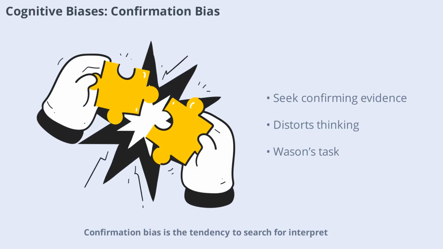Confirmation bias is the tendency to search for, interpret, and recall information in a way that confirms one's pre-existing beliefs. Wason's 2-4-6 task demonstrated that participants often test only hypotheses consistent with their initial guess, rather than seeking to falsify them. This bias can distort our thinking and lead to poor decisions. Being aware of confirmation bias is crucial for objective reasoning.